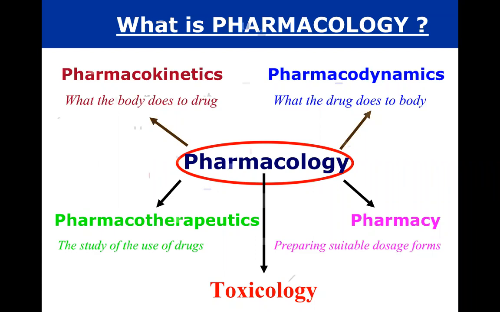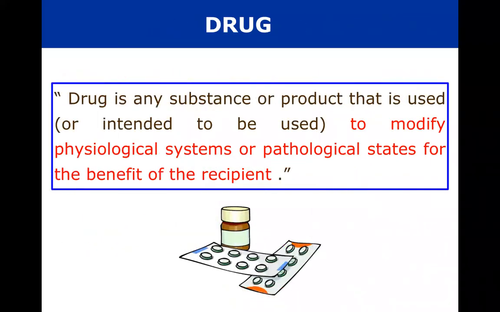A drug in general is any substance or product that is used or intended to be used to modify physiological systems or pathological states for the benefit of the recipient. So any drug has one of two important purposes, either modifying the physiological system or interfering with the pathological process to decrease the harmful effect on the patients.